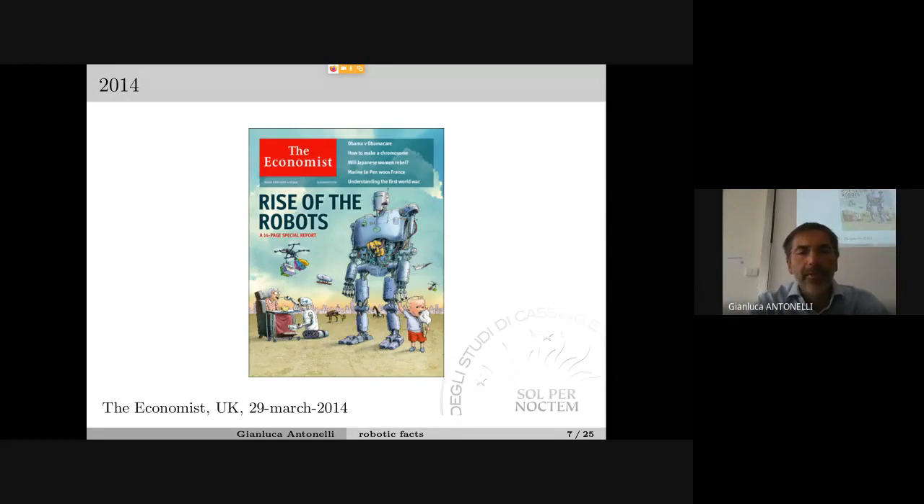Again, 2014, The Economist, Rise of the Robots. This is an article all dedicated to the robots. And let us have a look at the drawing that the journalist made. We have an aerial robot bringing items. In 2014, maybe you remember a commercial by Amazon about delivering items with aerial robots. I haven't seen any. Companion robots: this robot is feeding an old woman and another one is taking care of a child.